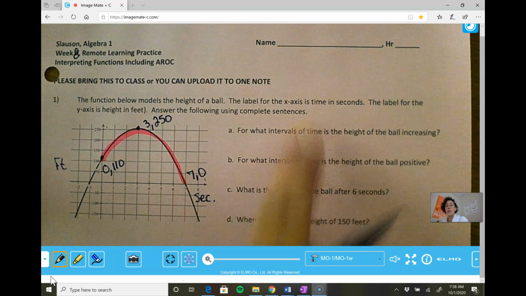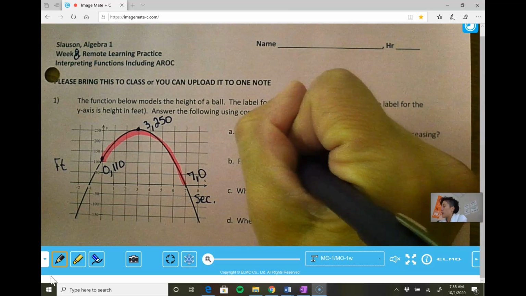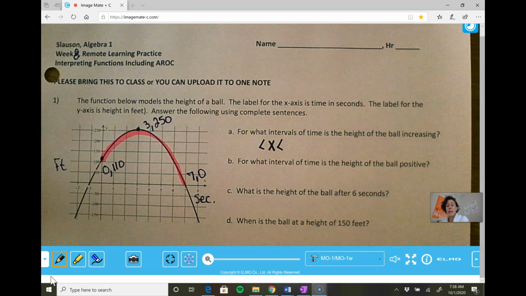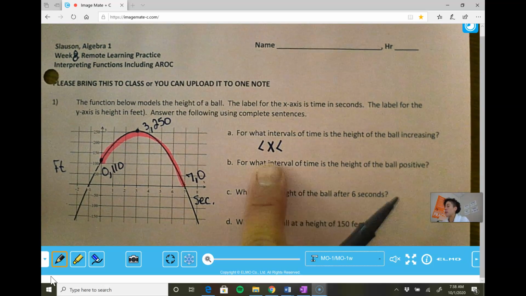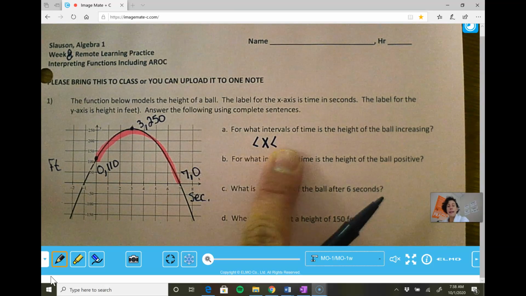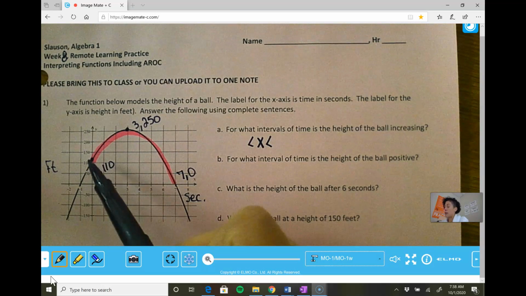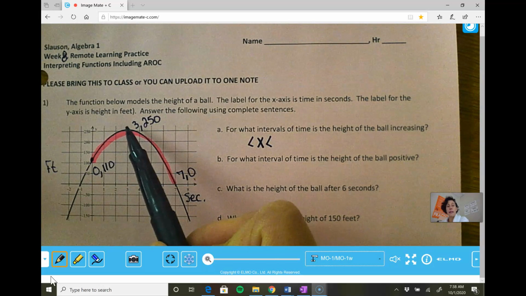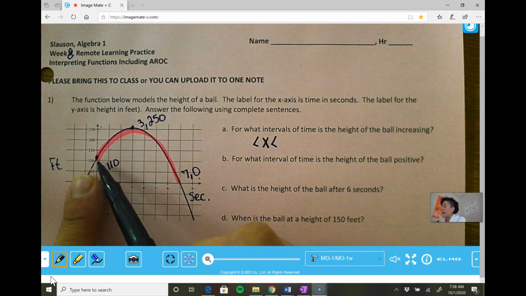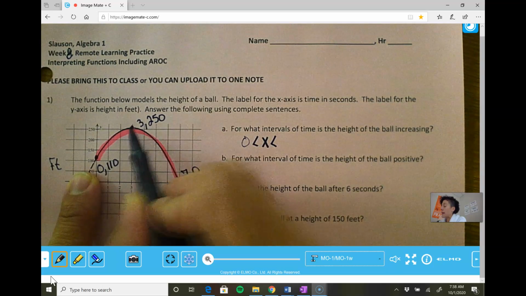So for what intervals of time is the height of the ball increasing? I know it says this, but I really want us to practice with the inequality symbols. So x is time. You can use x, you can use t for time, you can use s for seconds, you can actually put the word in there, but we always use it with the two less than signs for between. I want to look at where the height of the ball is increasing, and in this stretch it's increasing, and in this stretch it's decreasing. So I'm going to put the x value where it starts, and then I'll put the x value where it ends.